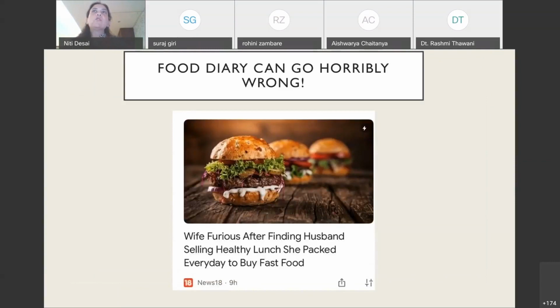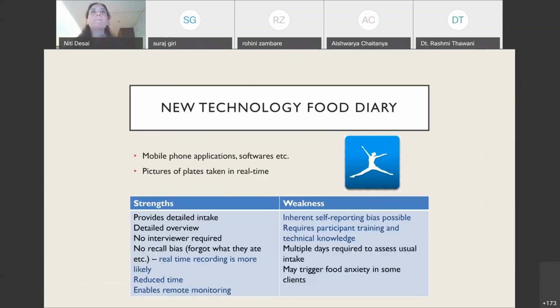Food diary can go horribly wrong. Here is somebody, the wife is packing the meal and the husband is selling that healthy lunch to buy fast food. So he may be very quietly writing down the dabba in the diary, but it could be something very different. Now there are, of course, new technology food diaries, mobile phone applications, which are, again, very useful.